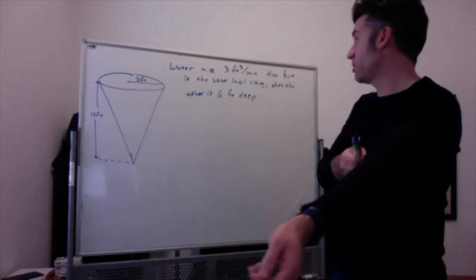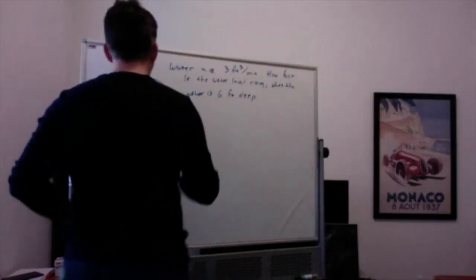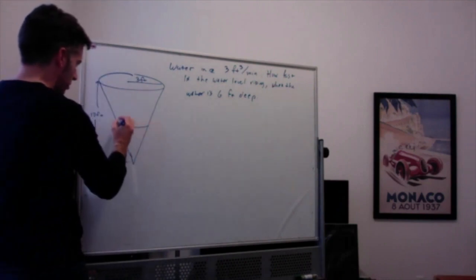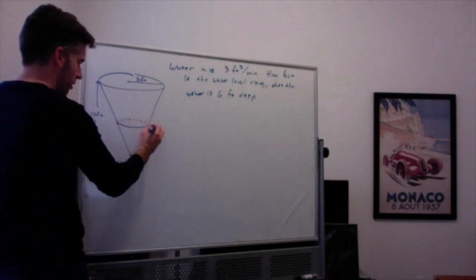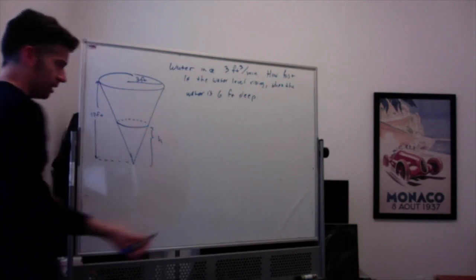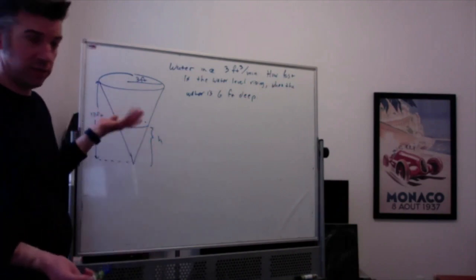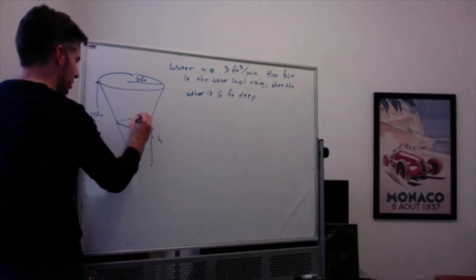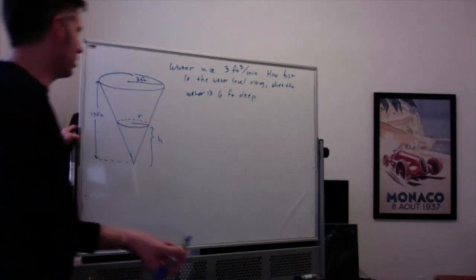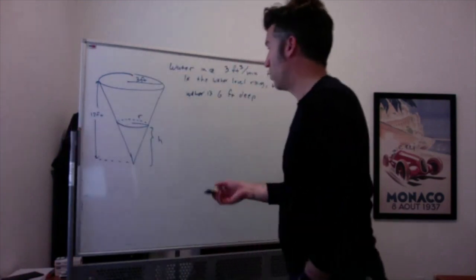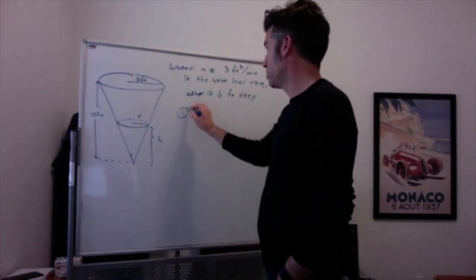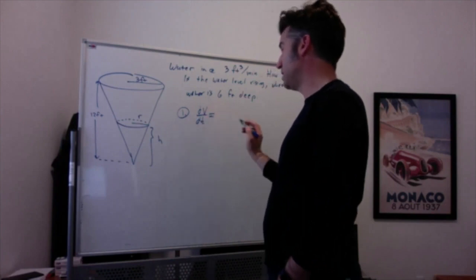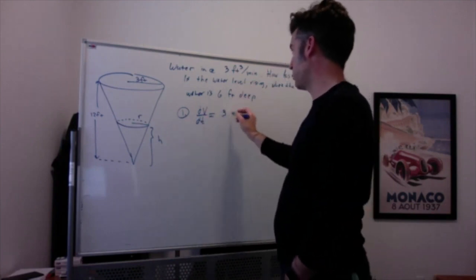So here's what we know. Oh, I suppose I should label some stuff, right? So we've got the water, and its height is rising, so the height is changing, right? We're pouring water in, and so it's also got a radius that is changing. Here's what we know. We know how the volume is changing. We know that dV dt is 3 cubic feet per minute.